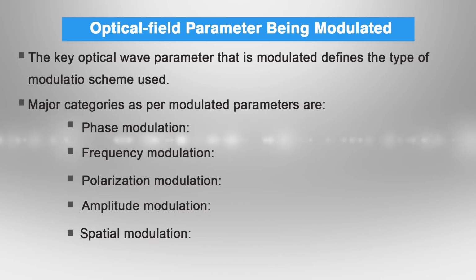Next is spatial modulation. Spatial properties of the optical wave like mode patterns, beam shape, direction and propagation trajectories are modulated. This requires modulating guided waves. Next is diffraction modulation. Parameters related to the diffraction effect like diffraction efficiency and angles are modulated via altering optical geometries.